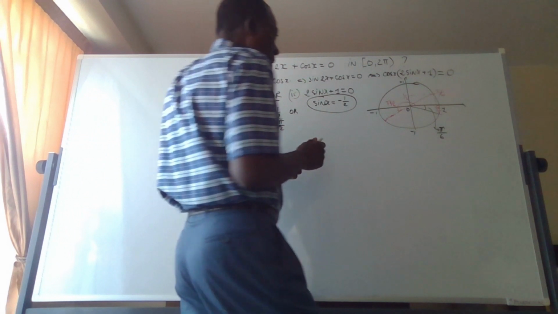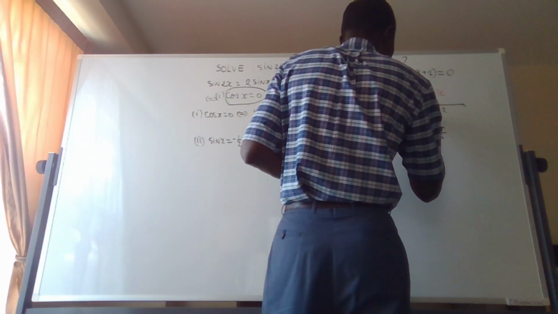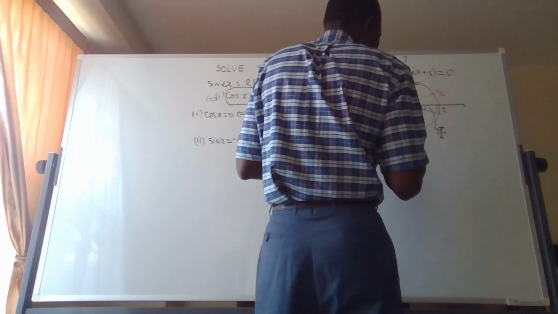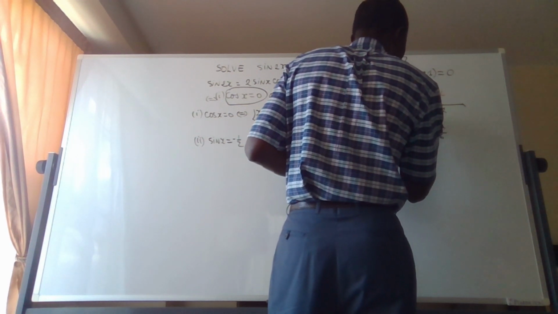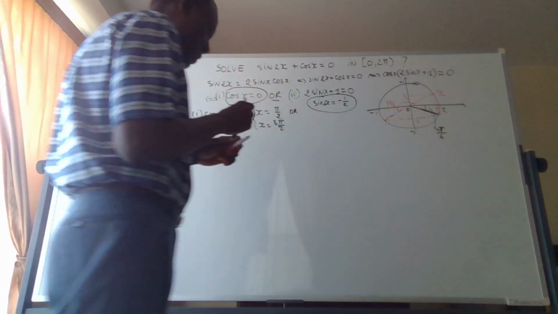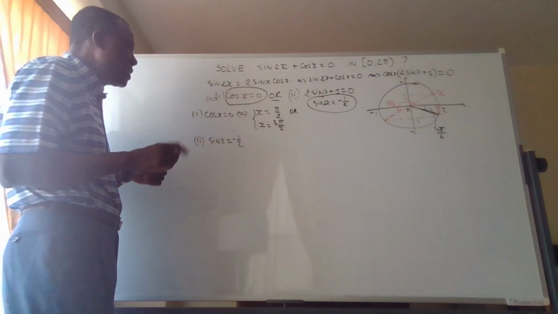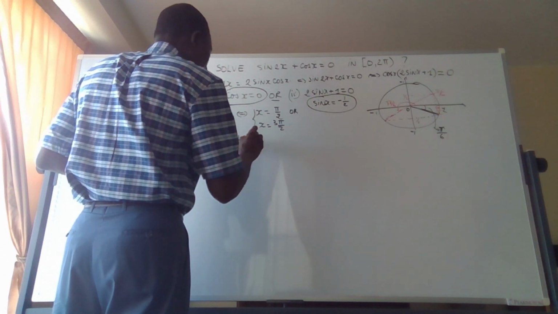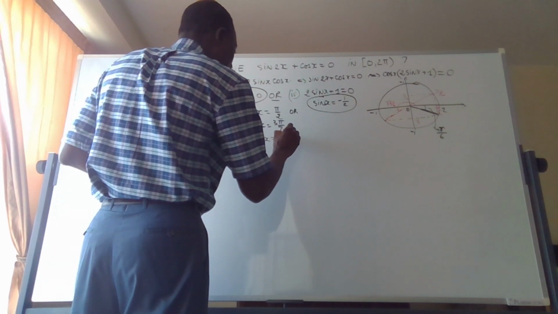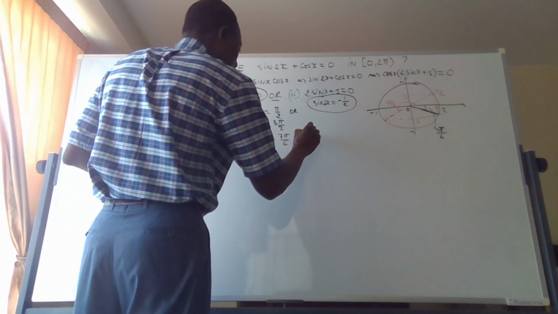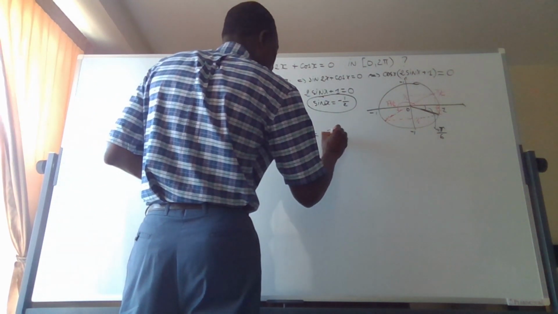So you see here it's going to be minus 1/2, and also for this angle, the sine is also equal to minus 1 over 2. So sin x equals minus 1 over 2 is equivalent to x equals 7 pi over 6 or x equals 11 pi over 6.